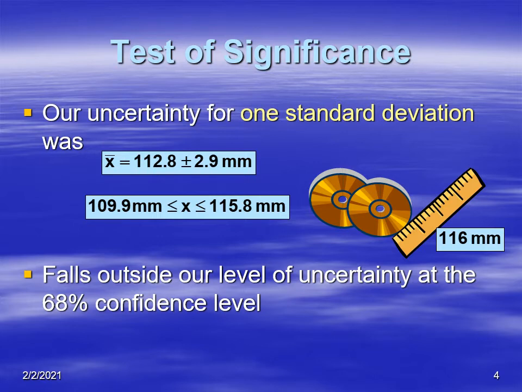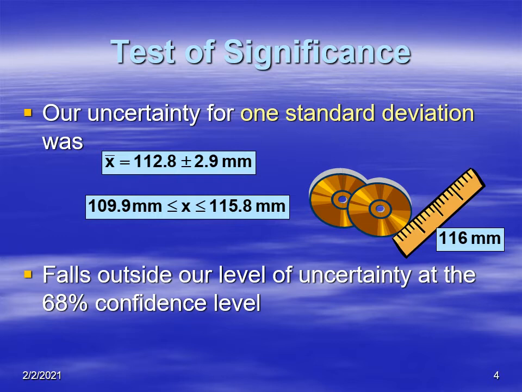Well, it comes down to how much precision we want and how much random error we're willing to accept. If you recall from the previous video, when we did this calculation of several CDs and came up with the average 112.8 millimeters, we also came up with a standard deviation of 2.9 millimeters. We can think of that as kind of our average deviation. And that gives us an error range for one standard deviation of anywhere from down to 109.9 millimeters all the way up to 115.8 millimeters.